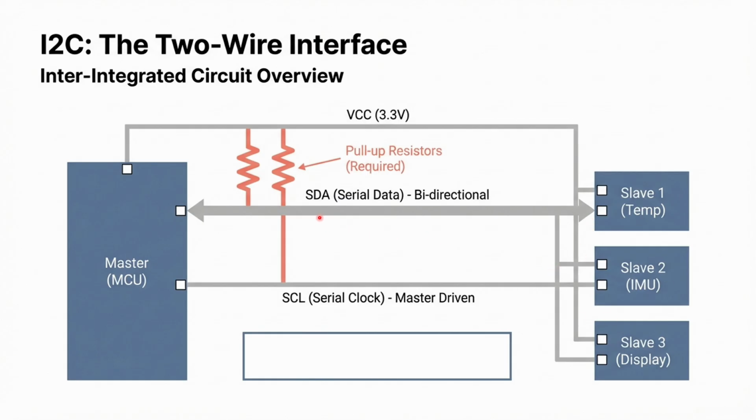Second, we have SDA, serial data. This is the actual content of the conversation. Unlike UART, the single wire is bidirectional, meaning the data can flow from master to the sensor or the sensor back to the master. Now notice two zigzag symbols at the top. Those are the pull-up resistors. This leads us to a clever engineering concept called open-drain design.